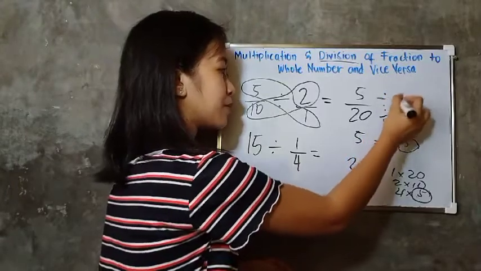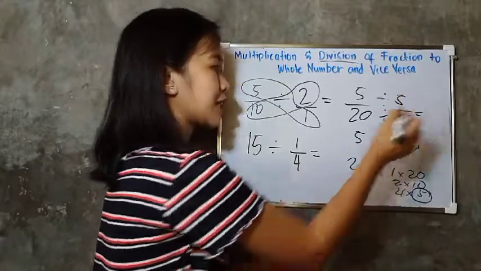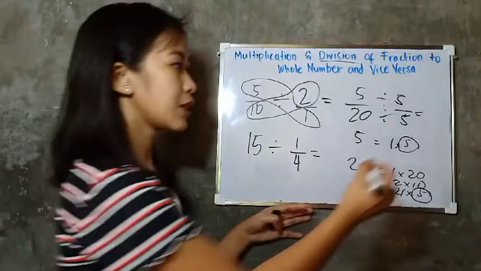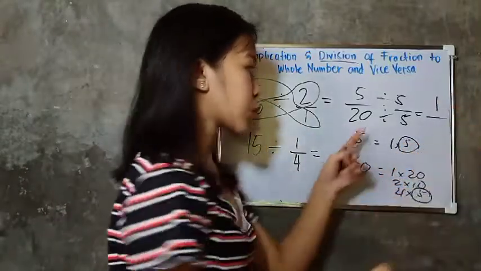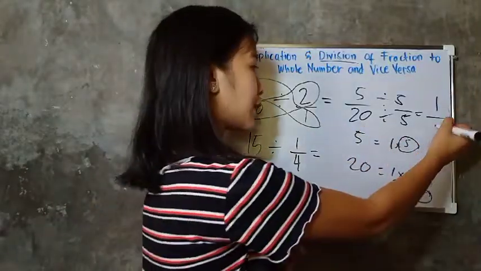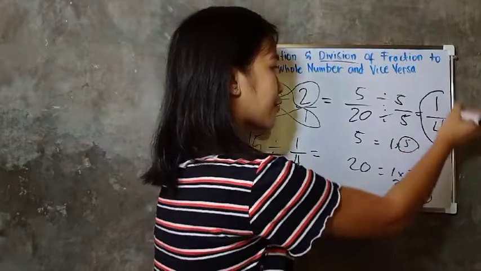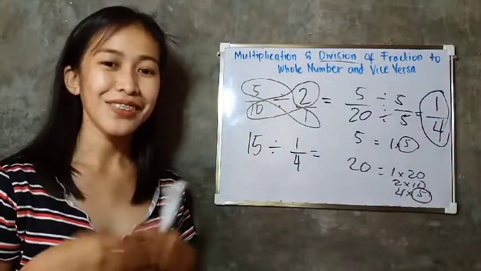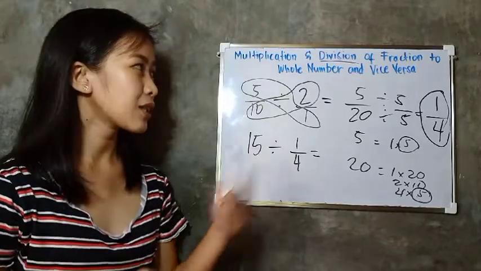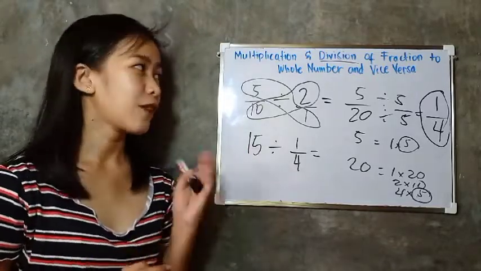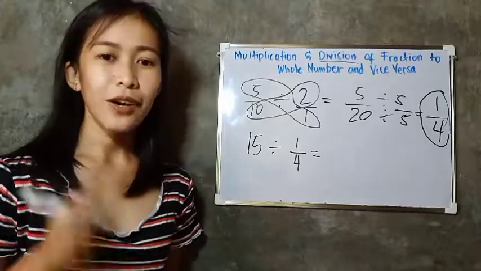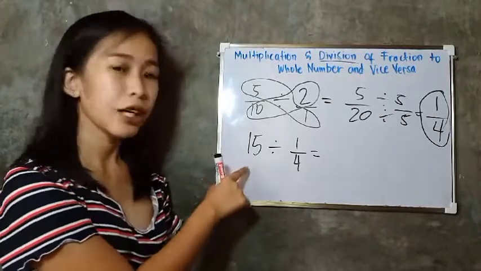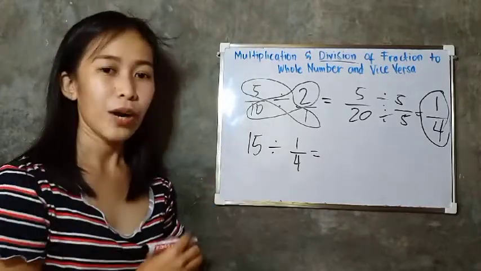Divided by 5. Both sides. Okay? And then, 5 divided by 5 is, of course, 1. Over 20 divided by 5 is 4. And that is the final answer. We have 1/4. Okay? So, ganun lang kasimple ang pag-divide ng fraction to whole number. Okay, so for our next example, we have 15 divided by 1/4.